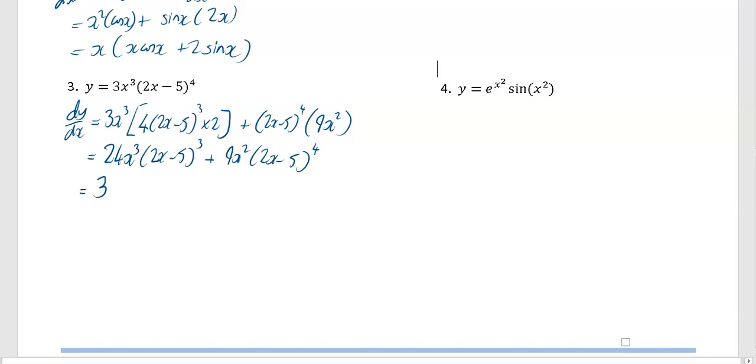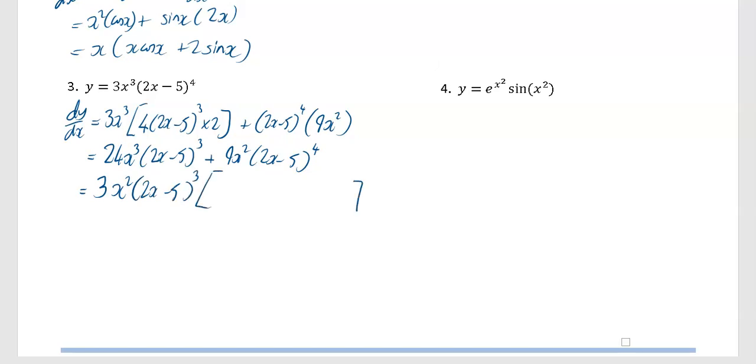So we're just pulling stuff out. We're not worrying what it has to actually multiply with at the minute. So we can pull out a 3. We've also got an x cubed term and we've got an x squared term. So the biggest thing that we can pull outside here is going to be an x squared. And we've also got another term which is 2x minus 5 to the power 3, and also we've got 2x minus 5 to the power 4. So the biggest of these that we can pull out is the 2x minus 5 to the power of 3.